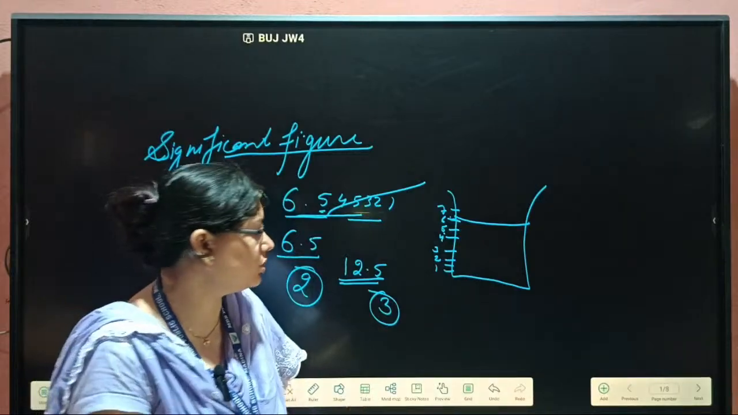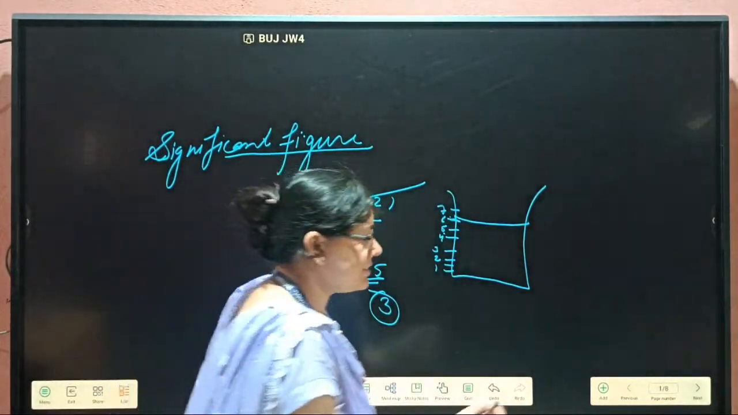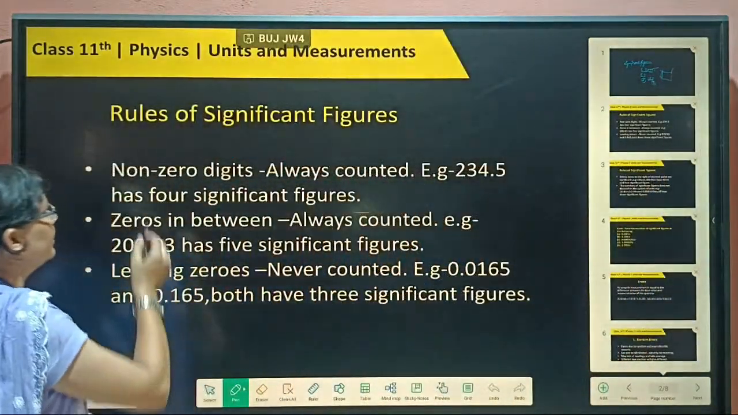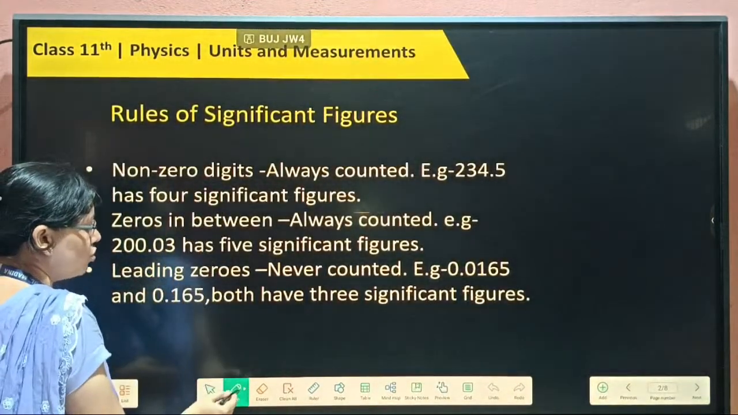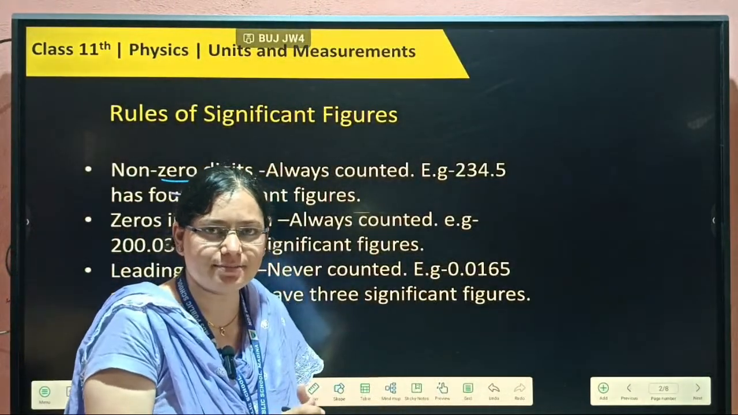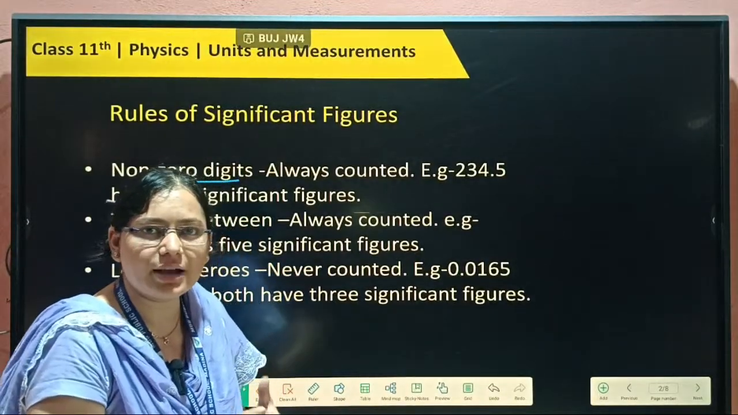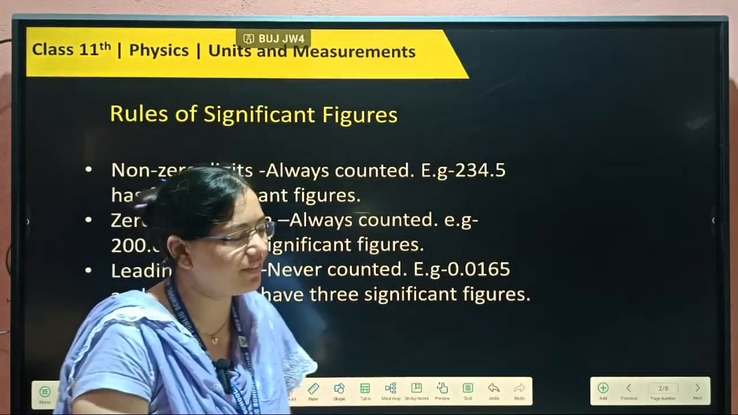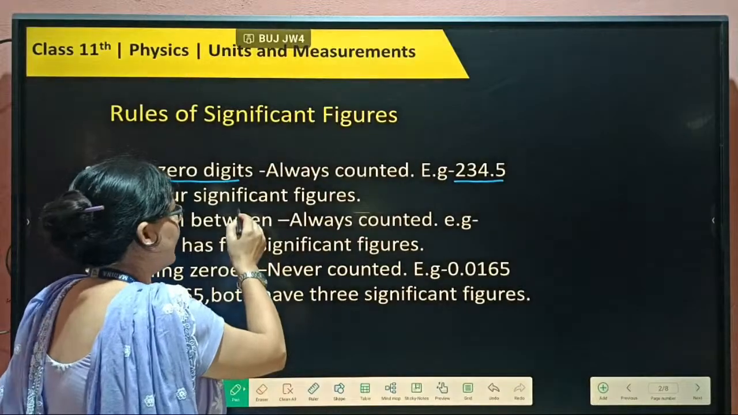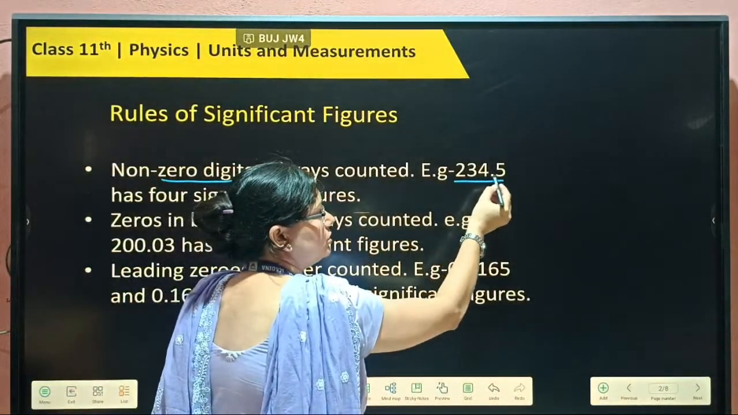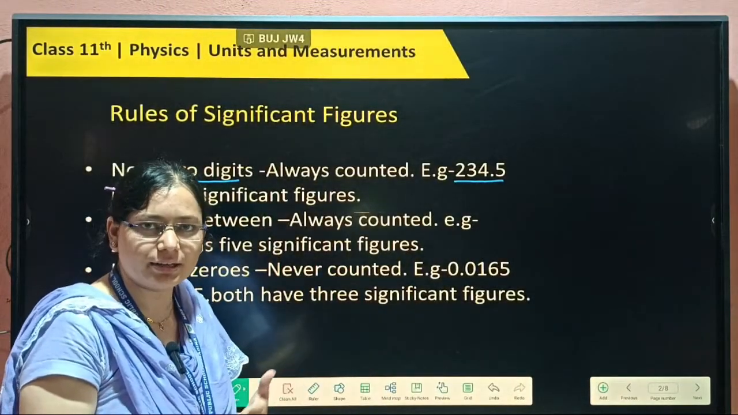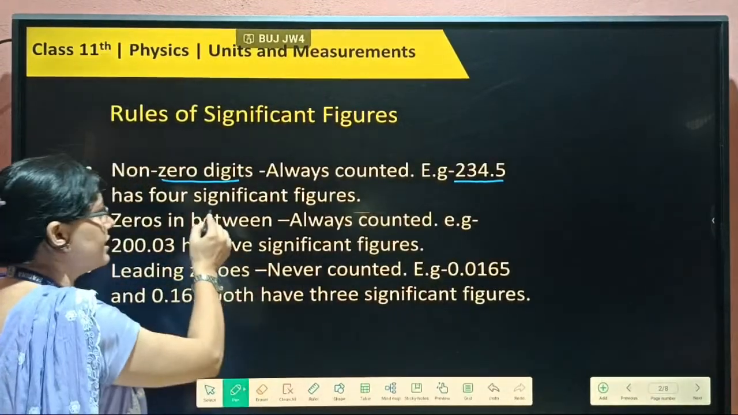We will do this with the help of the different rules of significant figures, how we can write the figures. So here we will do the rules of significant figures. First, non-zero digits are always counted. Any number you write, with or without a decimal, all non-zero digits we include in our significant figures. For example, 234.5: its significant figures will be 2, 3, 4, 5, so all are non-zero numbers, with or without a decimal, and we call it 4 significant figures.